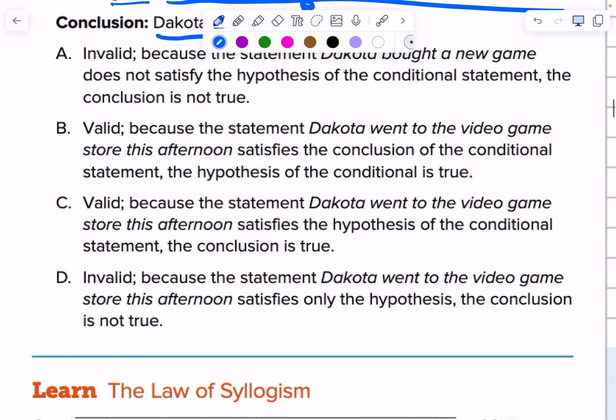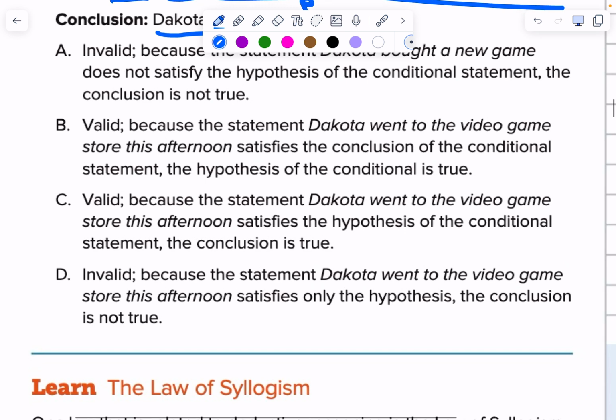Yes, that goes in the correct order. Okay? Because, let's see, which one is it then? B or C? I think it's B. It satisfies the hypothesis of the conditional statement. The conclusion is true. I'm going to say C. Whatever. It's valid.